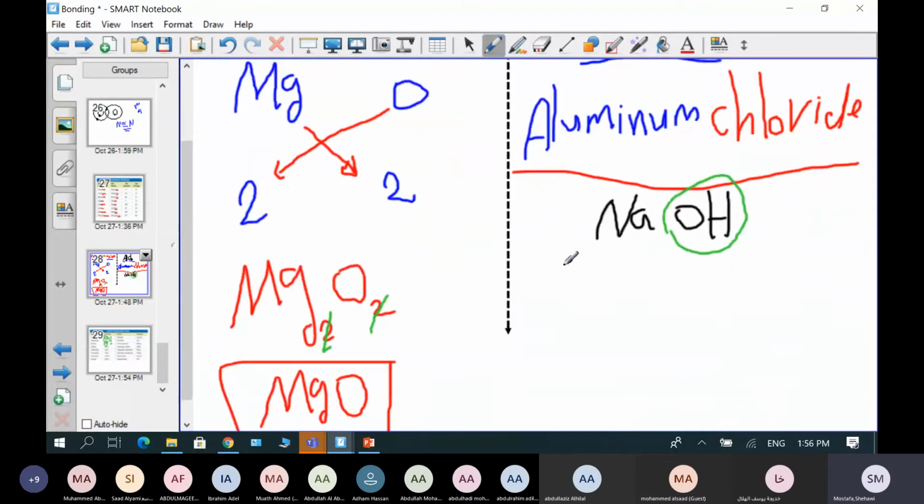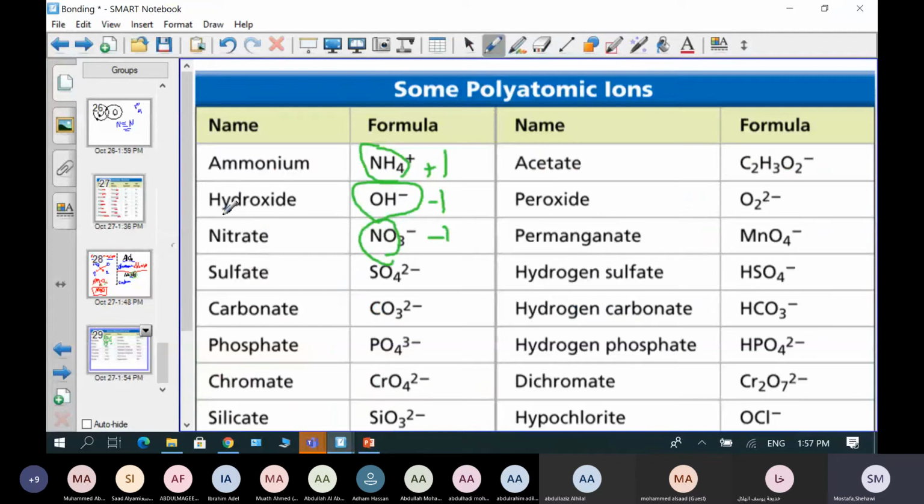So let's come back here. Let's start typing. Na is the symbol of sodium. That's why I told you you have to save the symbols and names. Na is sodium, so I have to write here sodium. And OH, this is a polyatomic ion, and it is called hydroxide.